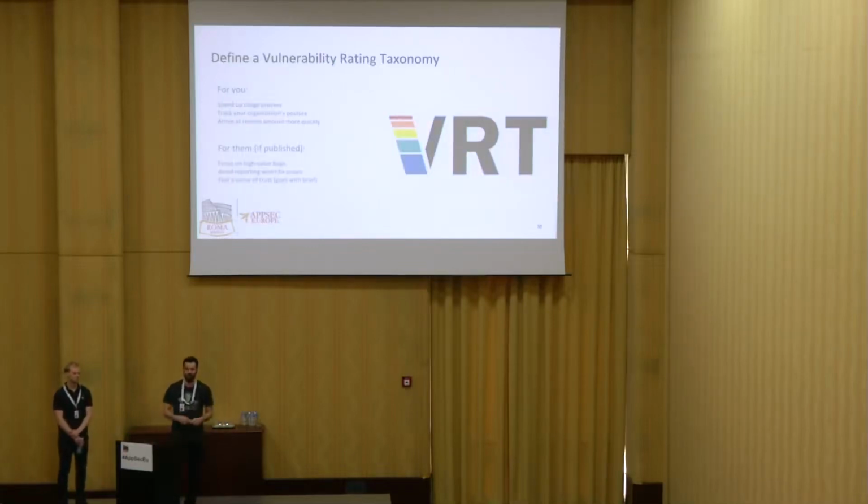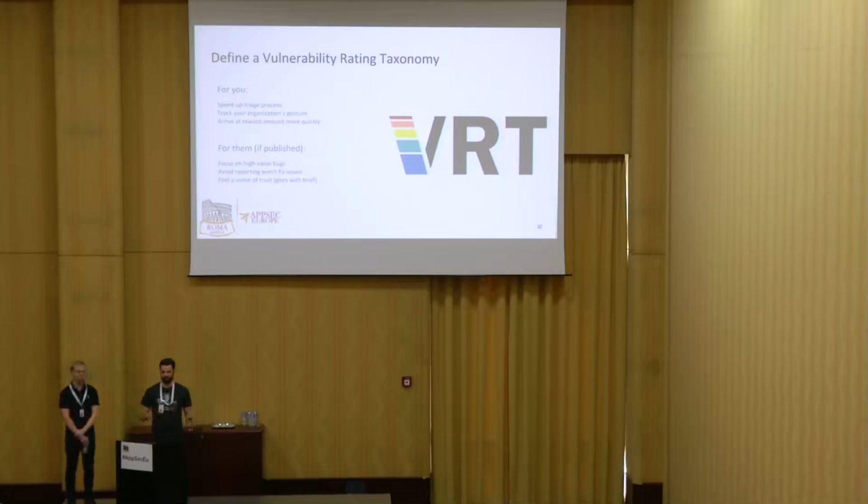Cool. Define a rating taxonomy for the vulnerabilities you receive. It's really good for a couple of points. First of all, it will speed up the program, because when you validate a submission, having a rating taxonomy makes it really easy to define the security impact that issue has. And that turns into the next point, which is that you can also easily find a reward for this, because if you have a rating taxonomy that tells you what the criticality of the submission is, you can easily define a reward for that submission. And of course, it also helps to track the posture of your organization, whether you are doing good or bad based on the submissions that you're receiving.